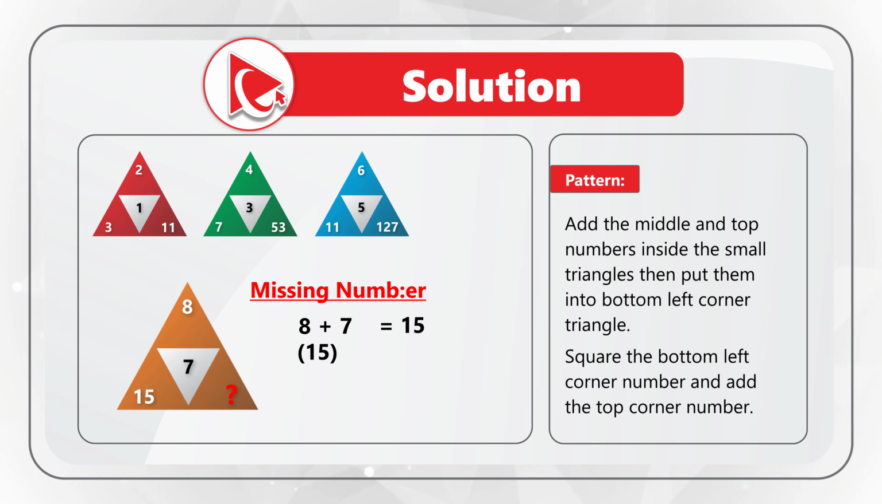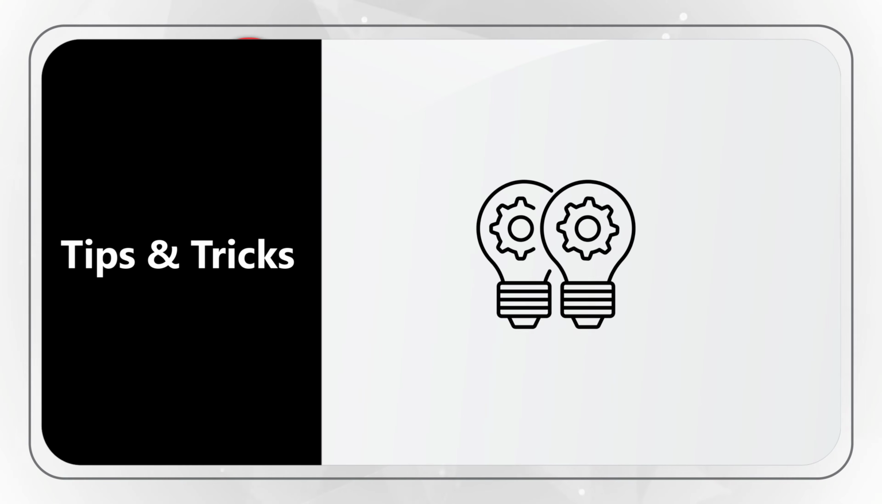15 squared equals 225. And then based on this information, to find the missing number, we need to add 8, which is the number in the top of the triangle, plus 225, which is the calculated number. So the final number will be 233. Now let me share with you some tips and tricks on how to better solve these types of challenges.